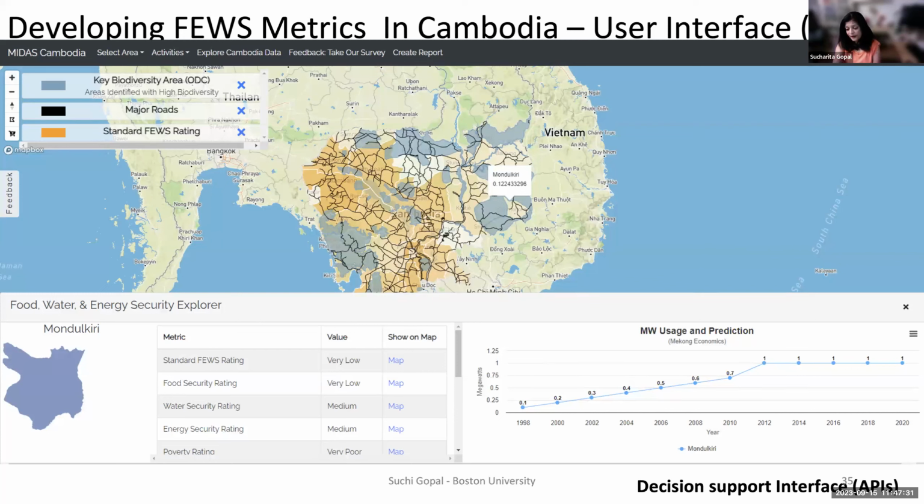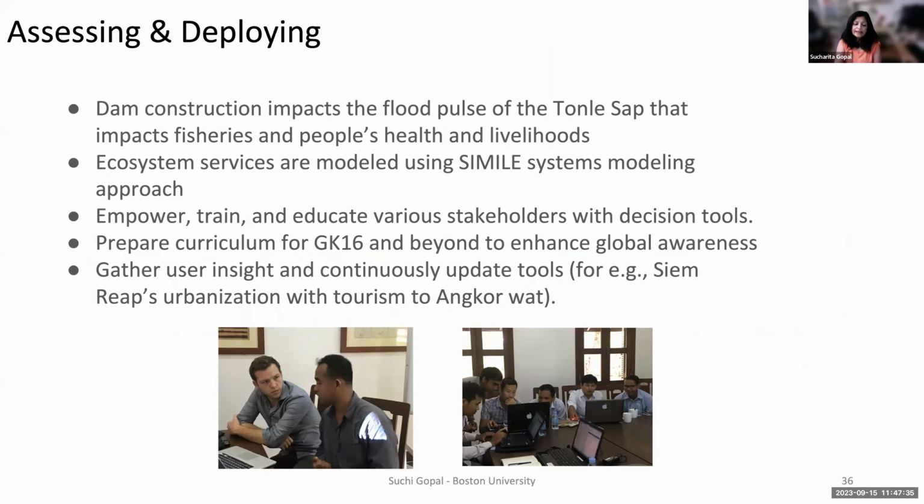But this is the decision support interface, and we engaged a lot of different stakeholders. And there's a picture of Josh Pitts, who is our data science guru, who travels with us and interacts with the public in order to show them how to run this particular tool. And there is a continuous need to update these kinds of tools. And of course, this all depends on the amount of funds that are available. And there's a bigger need now because there's a lot of urbanization that has accompanied tourism and Angkor Wat. And for a number of years, we have tried to empower, train, and educate the various stakeholders with these types of tools. And again, this is pretty important because it talks to the people's livelihoods as well as the system itself, whether it can support this amount of fisheries and this amount of food security and energy security in this region. So we are assessing and deploying decision tools.